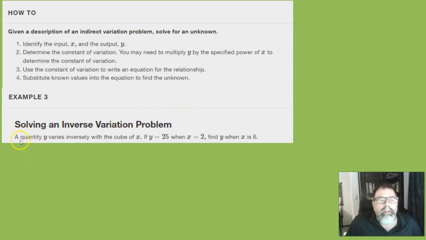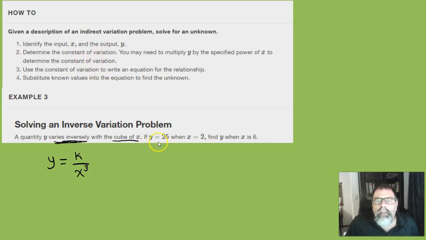So example 3, a quantity y varies inversely with the cube of x. So varies inversely, so the model we're using is y equals k divided by, in this case, the cube of x, so x cubed. Okay, so this is the variation model that we're using. So it's an inverse variation. Our first step is we're going to figure out our constant of variation.